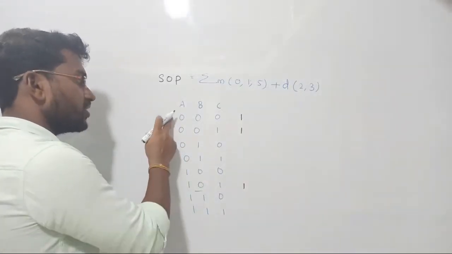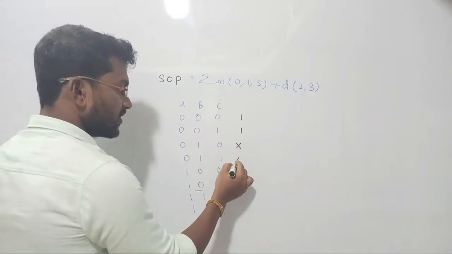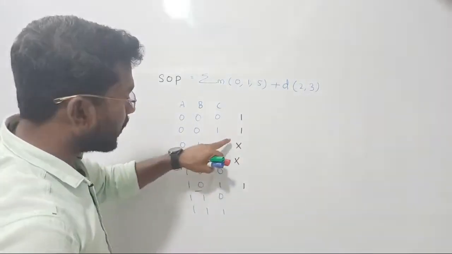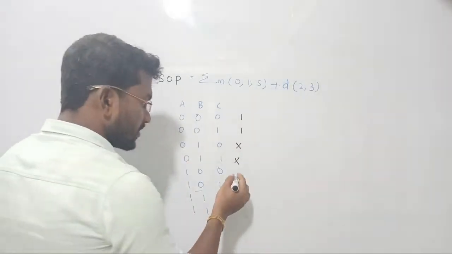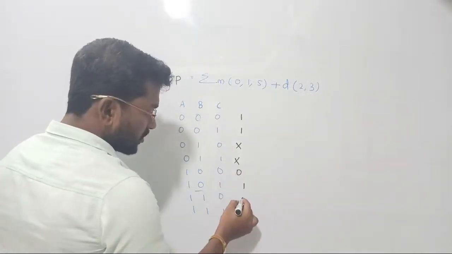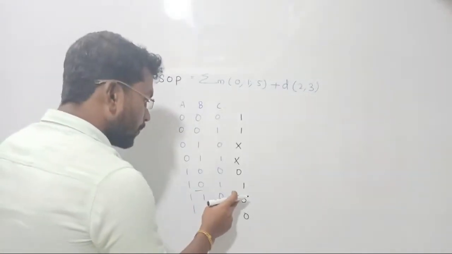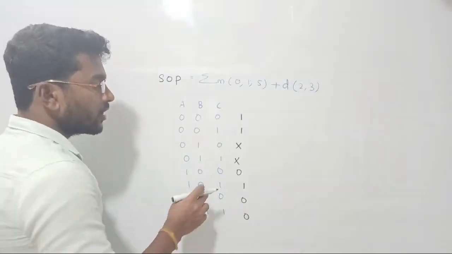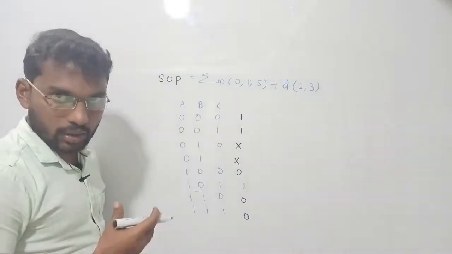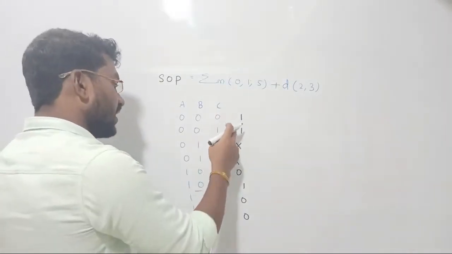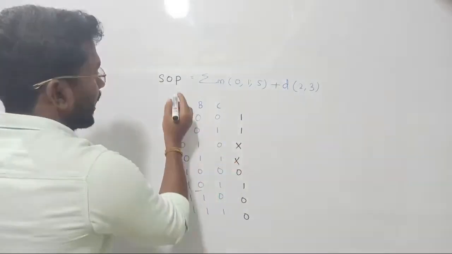Where are 2 and 3? 0 1 is 2, this is 3. They are called don't care. They will be represented by a cross. And the rest, 4 will be 0, 6 will be 0, 7 will be 0. Those are called max terms. So these three are going to be max terms, right? These two are called don't care, and these three are going to be min terms.